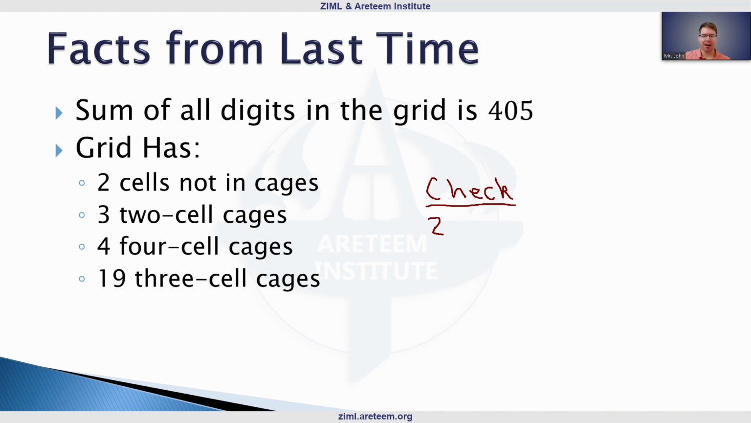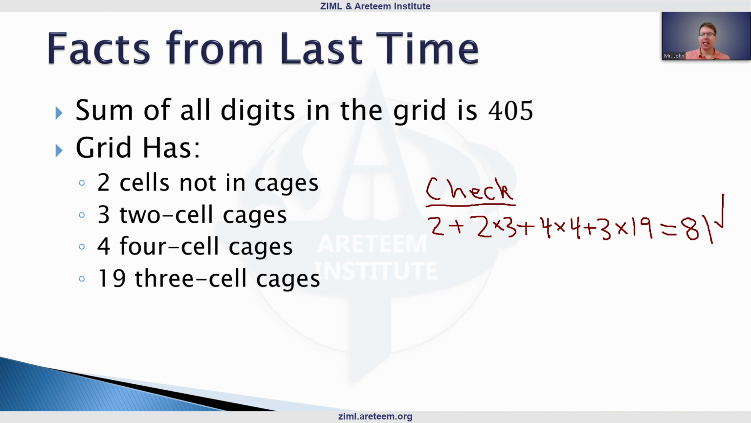Well, what if we add up the number of cells? We have 2 cells not in cages. We have 3 2-cell cages, right? We have 4 4-cell cages. And then the rest of these are 19 3-cell cages. Well, what if you add all of these things up? 2 plus 6 plus 16 plus 57, right? If you add all of this up, you will get 81. Why is that a check? Well, it's a 9 by 9 grid, so we have 81 digits in total.